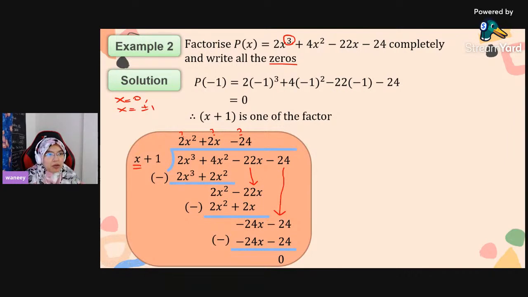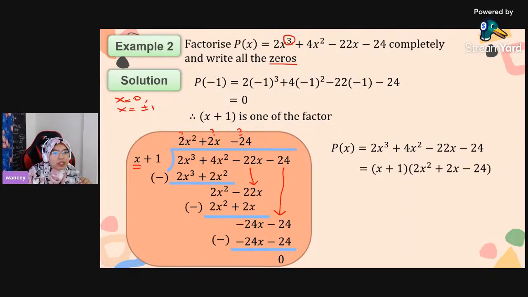Okay, so now let me factorize them completely. So let me write them down. P(x) equal to D(x) multiply with Q(x). Okay, so this is my D(x), x plus 1, and then this is the Q, 2x squared plus 2x minus 24. And then for this thing, I can see that I have 2, 2, and negative 24. So that means I can easily factorize out the 2. That will give me 2 times x squared plus x minus 12.